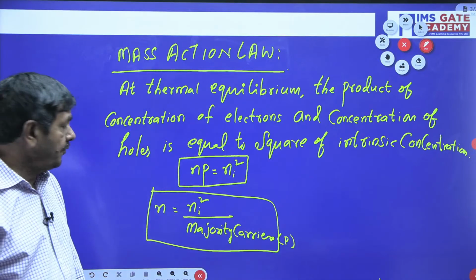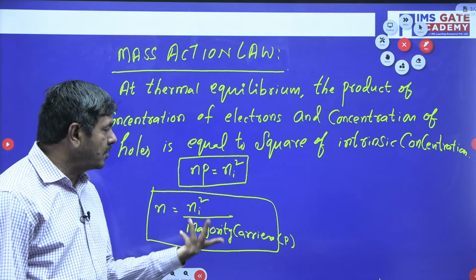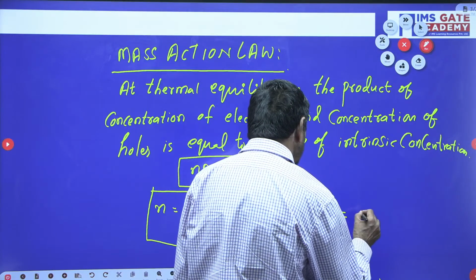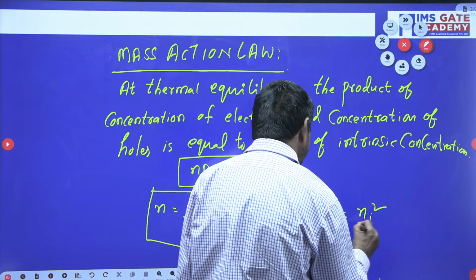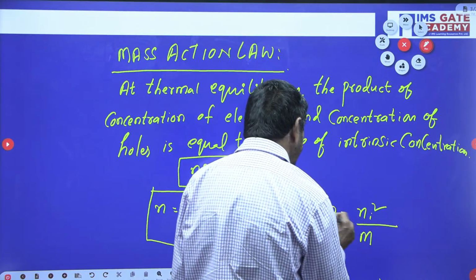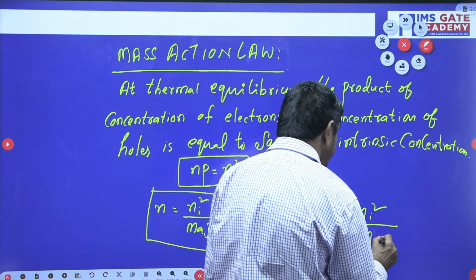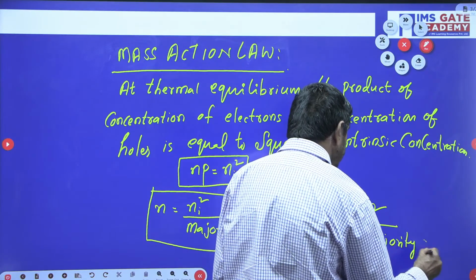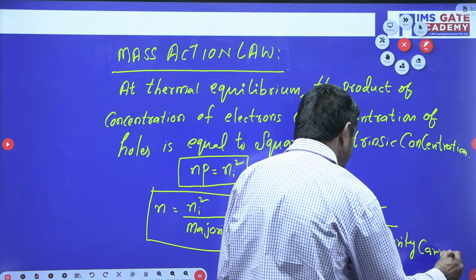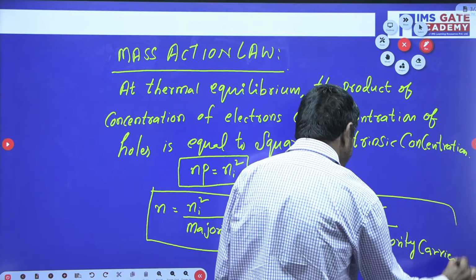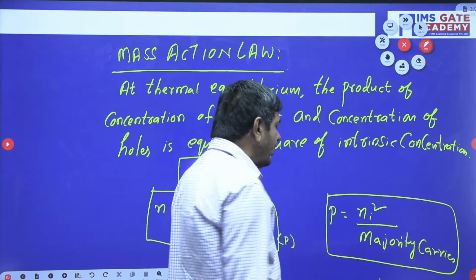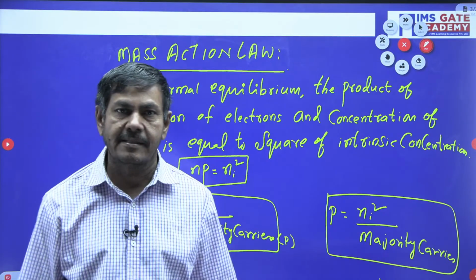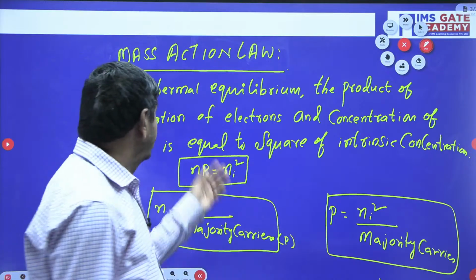But if you want to find the minority carriers, the holes, in the same way, P equal to Ni square by majority carriers. Now P is the minority carriers. Or you can directly take the formula: minority carriers equal to Ni square by majority carriers. That way you can find it. That is mass action law.